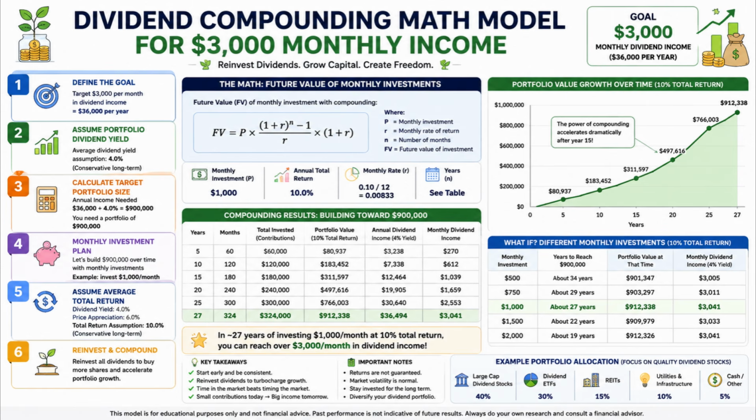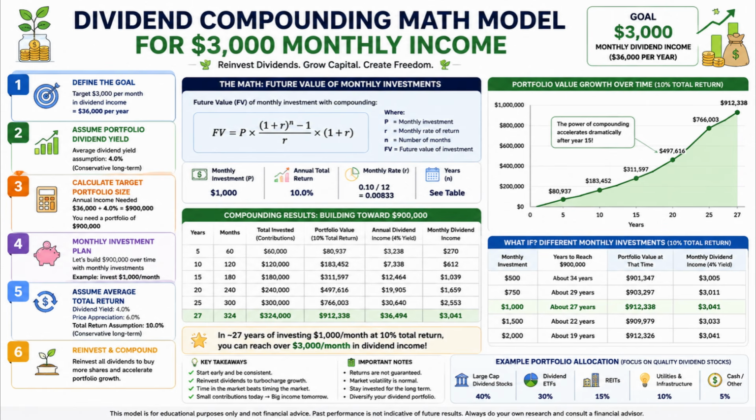Continuing forward, after 15 years, the investor will have contributed $180,000. The portfolio could potentially grow to around $311,597. This could produce approximately $12,464 in annual dividends, or about $1,039 per month.